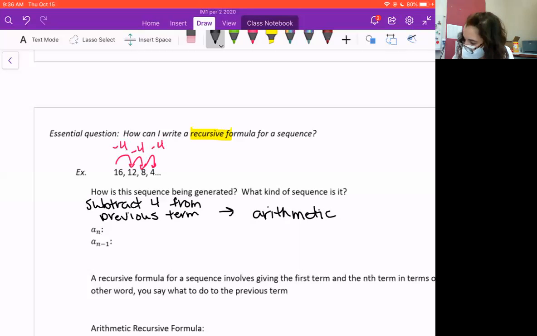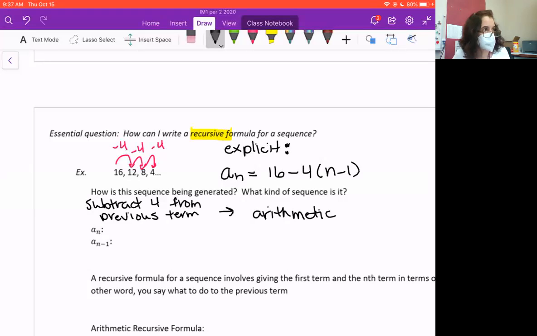Okay, now since it is arithmetic, I could create an explicit formula for the sequence. Explicit means a formula where all you do is you plug in values of n and you can find any term you want. So we know how to do this. We know that the explicit formula is you take the first term and then you add your common difference. My common difference is -4, times parentheses, n minus 1. So this is the explicit formula that we did before. So this is not new.